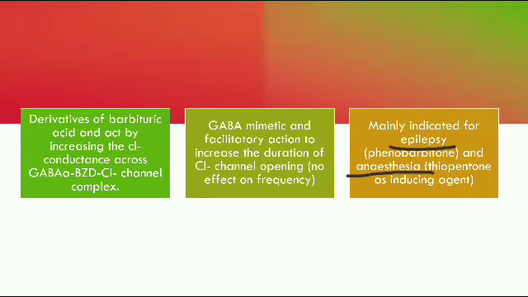Now moving on to the third point, that is, it is mainly indicated for epilepsy and anesthesia. So barbiturates are mainly indicated in two cases, epilepsy and anesthesia. Which barbiturate drug in epilepsy? Specifically phenobarbital in epilepsy, and for anesthesia, thiopentone is used as an inducing agent. Now let us move on to the next slide.